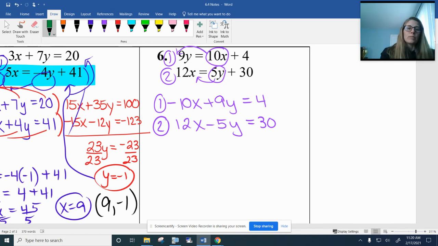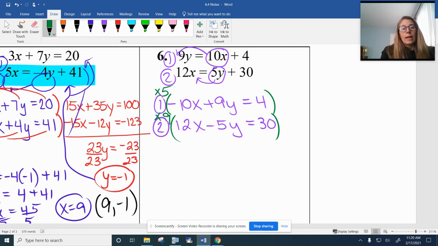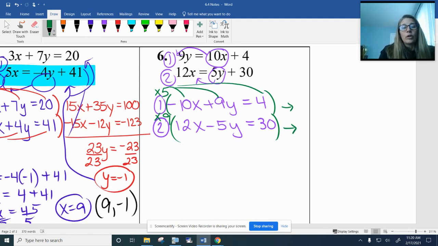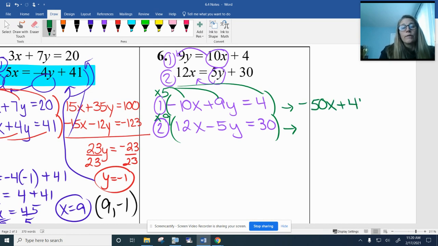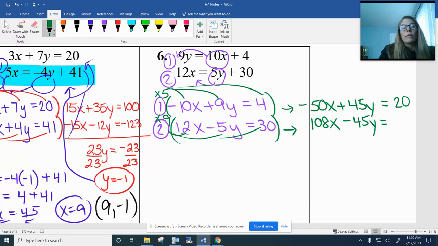Again, I usually like to go for the smallest one, so 9 and 5 are smaller. They're also already opposite signs, so I can just simply multiply the top row by 5 and the second row here by 9. So my top row, when I multiply by 5, I'm going to get negative 50x plus 45y equals 20. My second row, multiplying by the 9, 9 times 12 is 108x. Then I have minus 45y, and then 30 times 9 is 270.